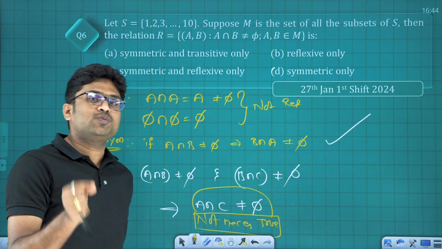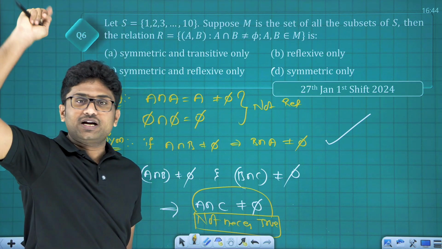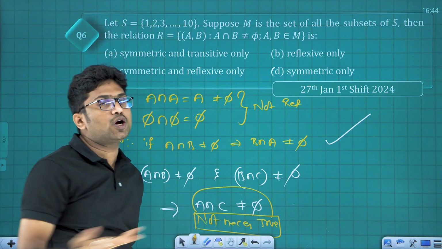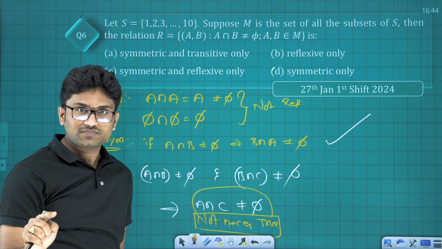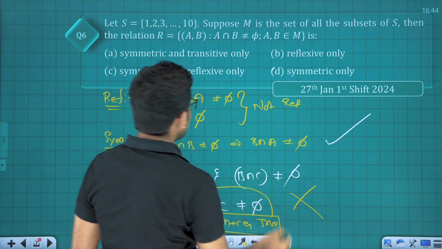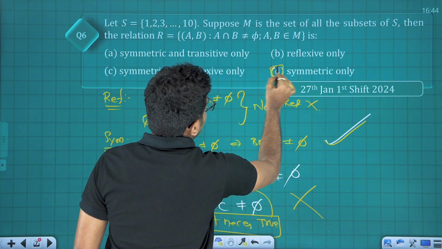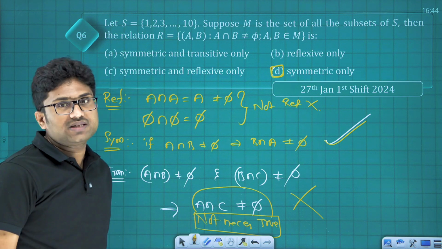A statement is said to be a true statement if it is true in all the conditions. But this may be true, may not be true. Clear? So hence it is not transitive, that means not reflexive, only symmetric, which is option D. Option D is the answer.